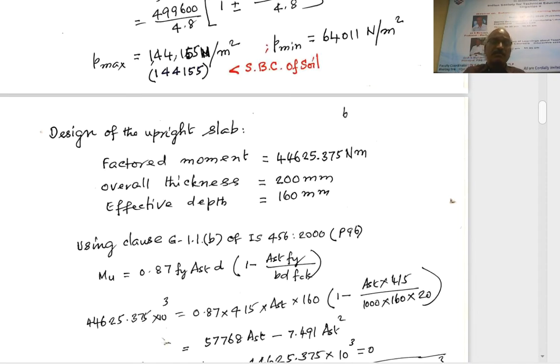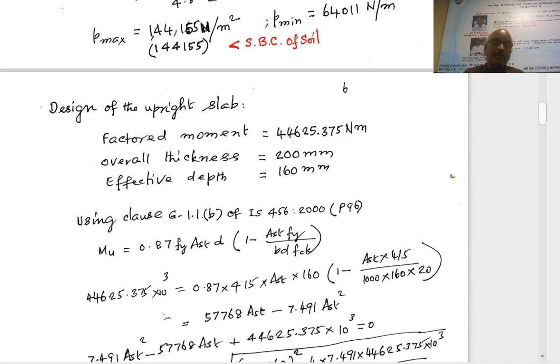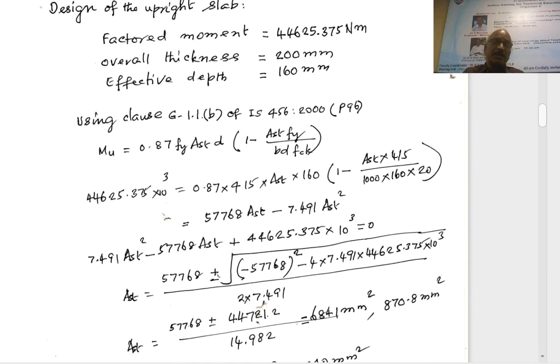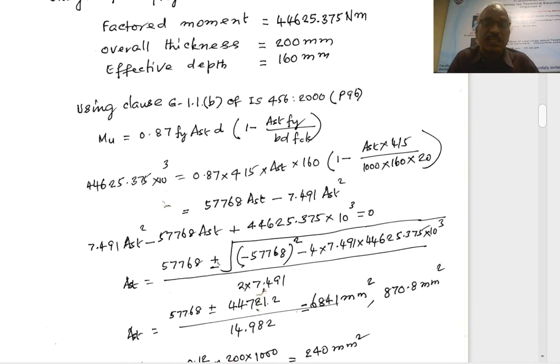Design of upright slab. Already we have decided the overall thickness and effective thickness. We have not only assumed, we have designed the thickness 200 mm. So we design the reinforcement using clause G 1.1b of IS 456, page number 96. We use this in all designs repeatedly, so you are familiar with this formula. This is for finding out the steel.